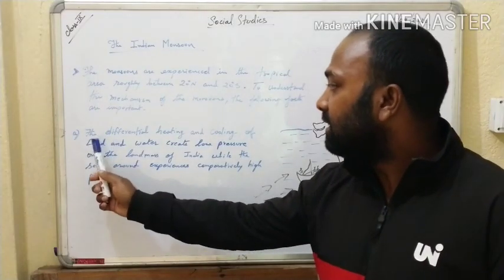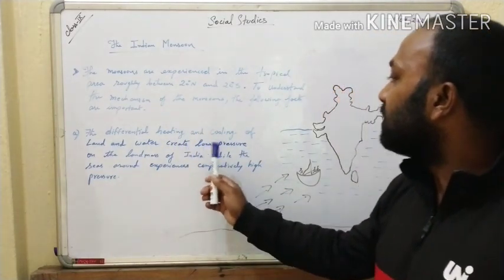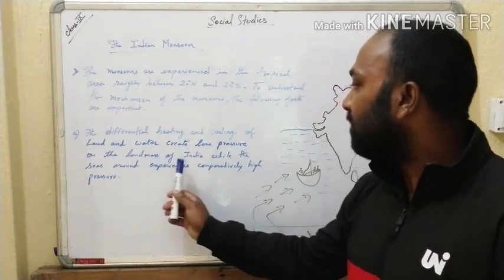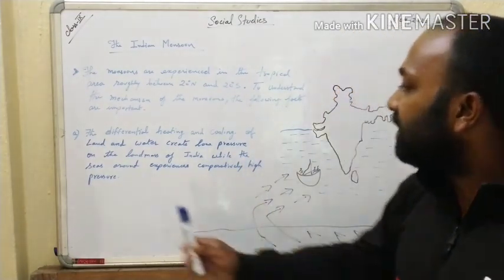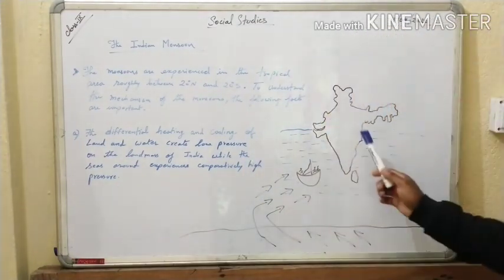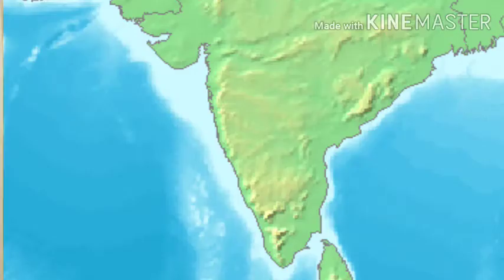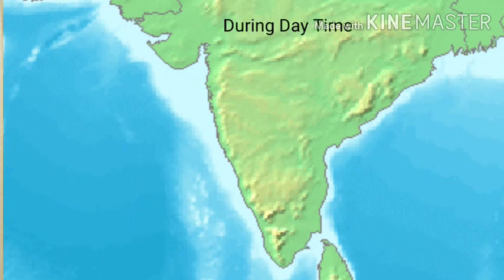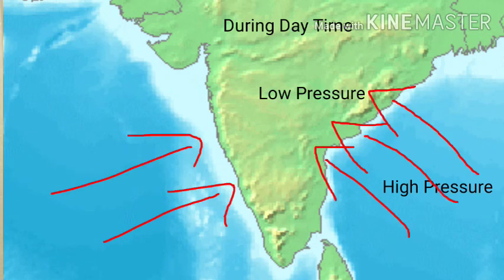Number one, the differential heating and cooling of land and water creates low pressure on the landmass of India, while the sea around experiences comparatively high pressure. Now you know that the Indian landmass and oceans are close by. Land masses get heated up faster than the water bodies, so low pressure is created on the land mass during the daytime. Therefore, the wind blows from the sea to land.